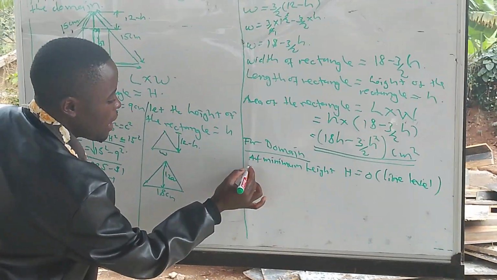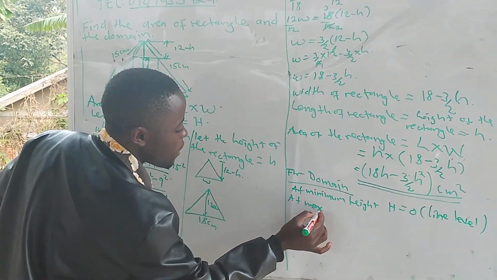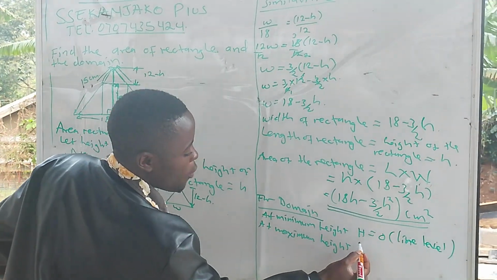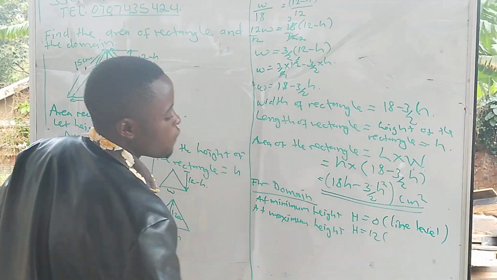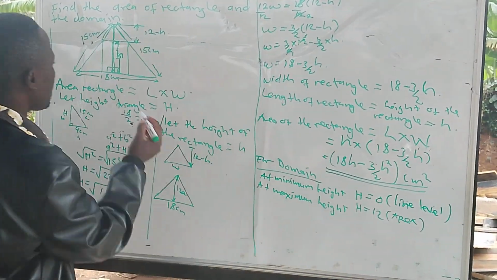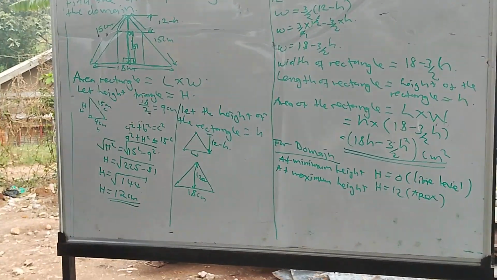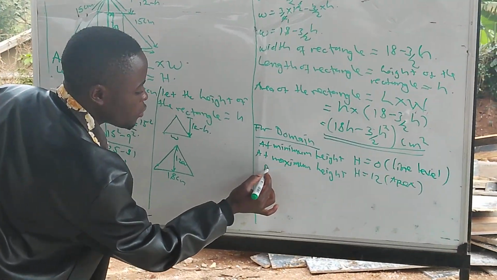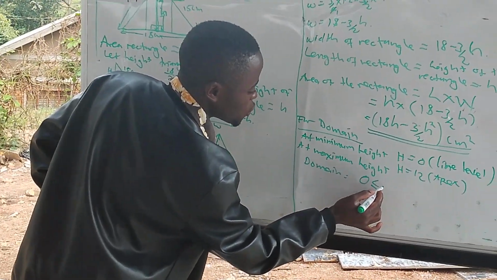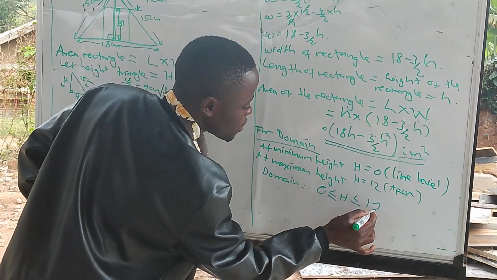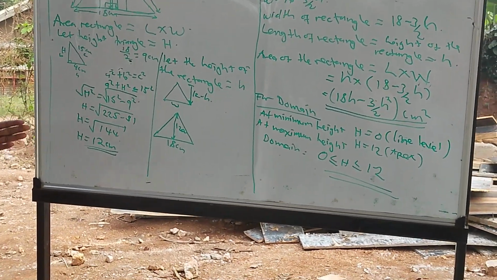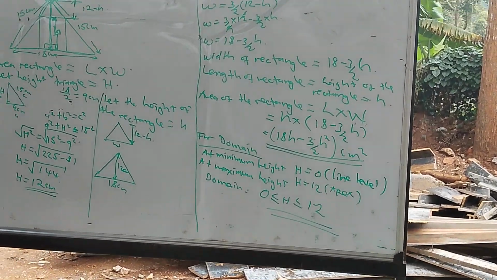Then at maximum height, our h is 12, which is the apex. From here up to here, the h is 12. So our domain will be noted as 0 ≤ h ≤ 12. That will be our domain. So that was the question that has been answered.